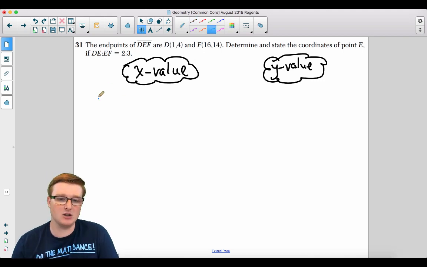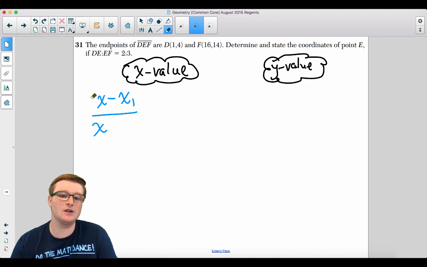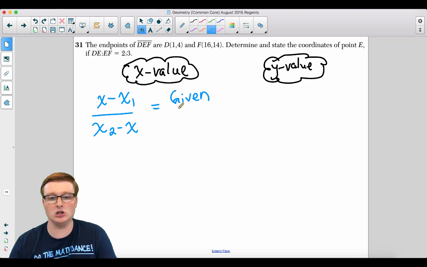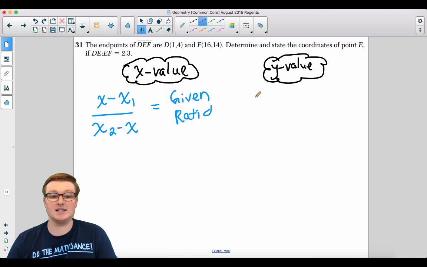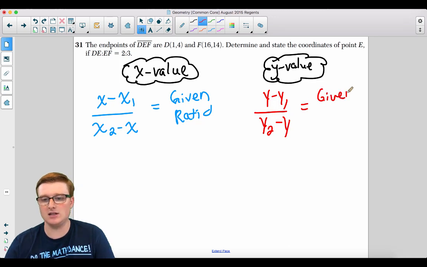I say, all right, go ahead and memorize these formulas. And I know you're thinking, oh God, it's another two formulas to memorize. They're really not that bad. You just have to memorize these for your Regents, and you will be good to go, because this question is on every single test. All right, those are the formulas. (x minus x1) over (x2 minus x) is equal to the given ratio, and (y minus y1) over (y2 minus y) is equal to the given ratio. They are very similar, but they have nothing to do with each other.